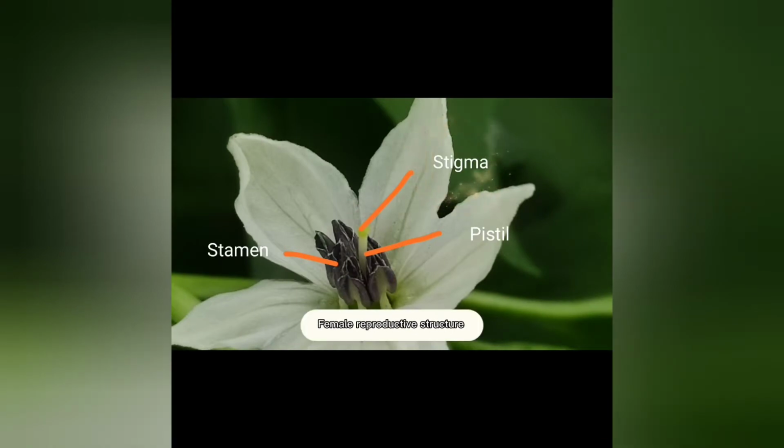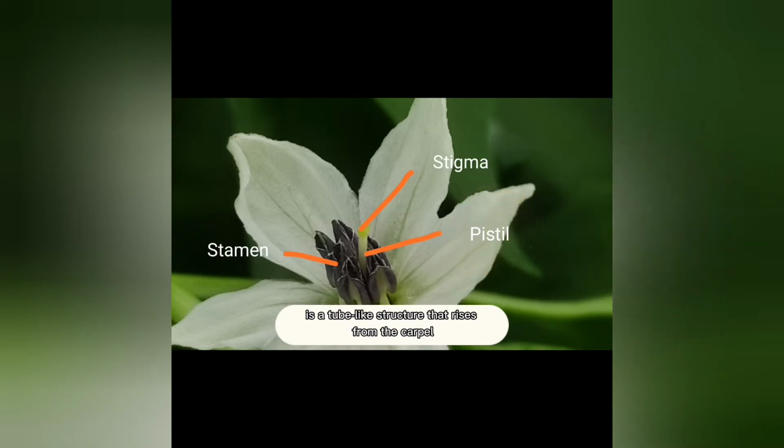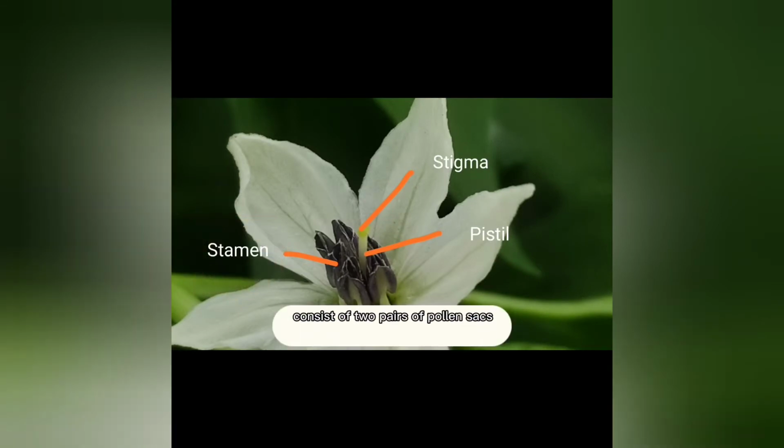Stigma is a female reproductive structure, while pistil is a tube-like structure that rises from the carpel and terminates in the stigma. Stamen is the pollen-producing reproductive organ of the flower and consists of two pairs of pollen sacs.